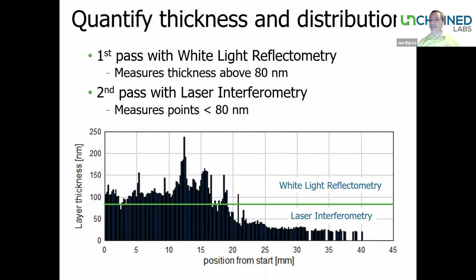If you get to the end and there's points where the detection limit is below 80 nanometers, what it's going to do then is go back with the laser interferometry, which takes a slightly longer time to do that measurement and capture the data for silicone thicknesses between 20 and 80 nanometers. So that's basically how it works.